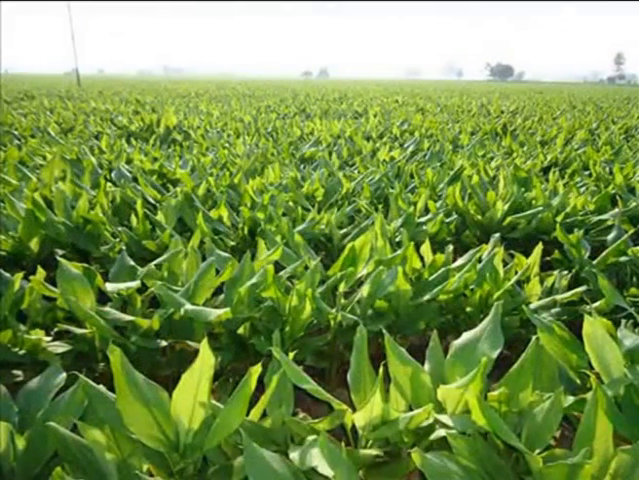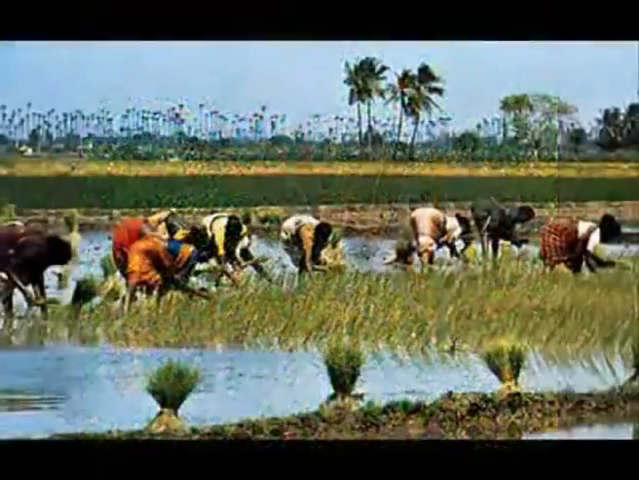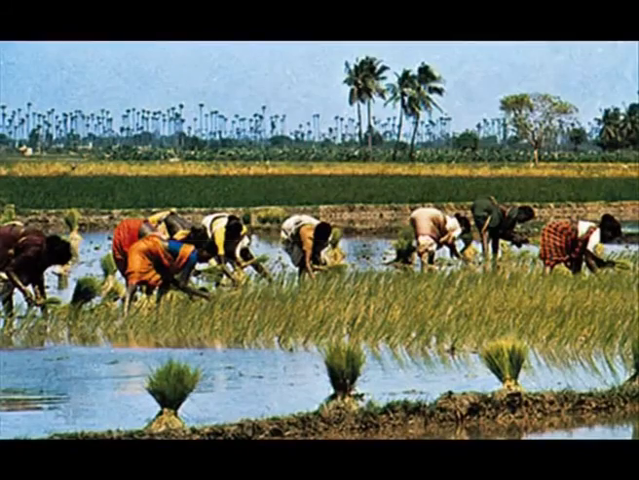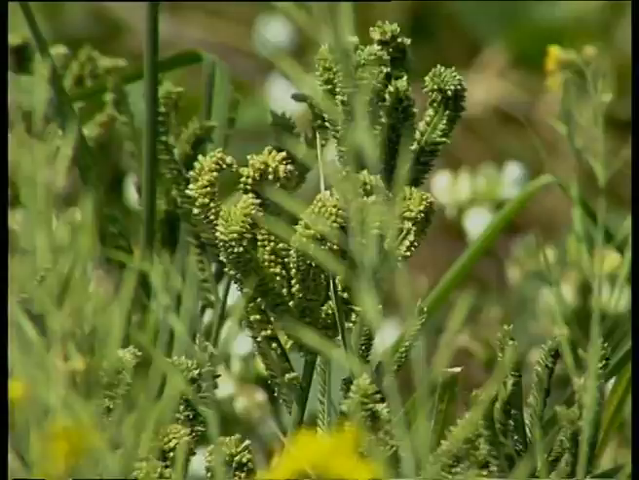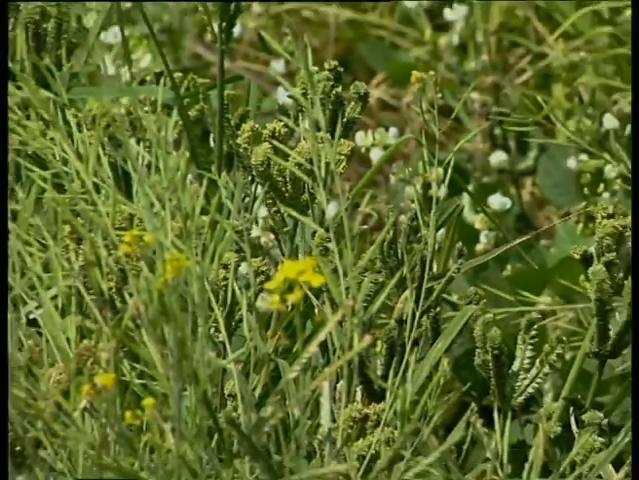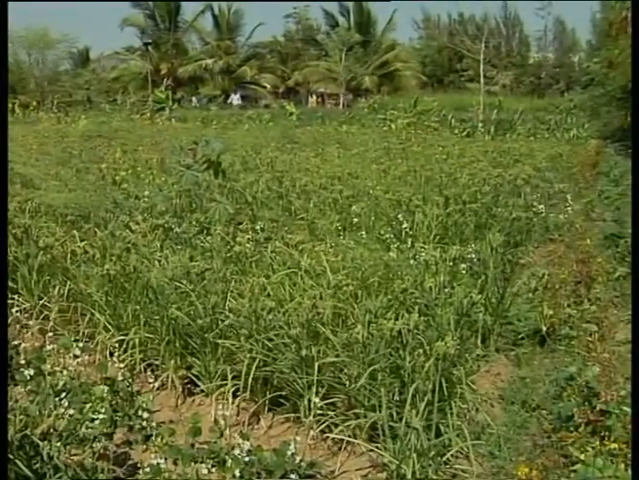Agriculture is a human activity which includes a number of different tasks and occupies a huge number of people worldwide. Estimates of World Bank for 2003 suggest that 51% of global population lives in rural areas. ILO estimates that 1.3 billion workers are engaged in agriculture and they represent almost half of the total number of economically active subjects.